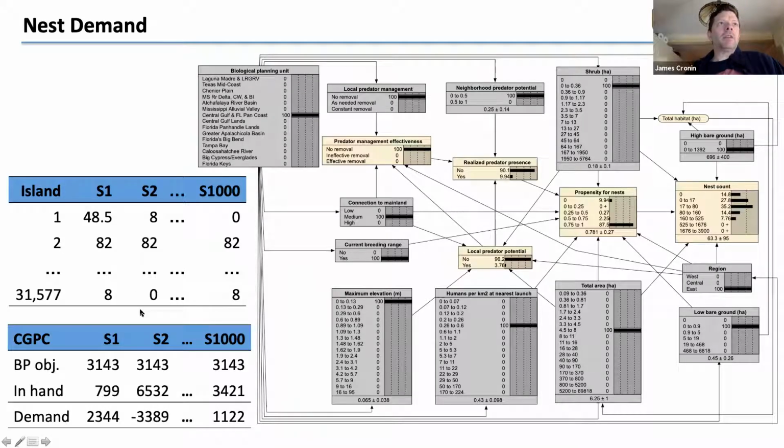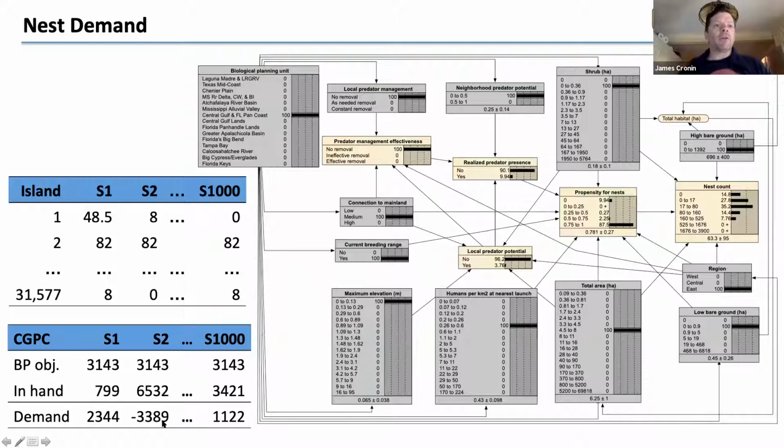And then what we can do is calculate the nest demand for a BPU. In this case, the example I'm using, the central Gulf and Florida Panhandle coast. So let's say we sum up the first samples for all of the islands in that planning unit, and let's say we've only summed up 799. The breeding pair population objective is 3,143. So we're short 2,344, right? But maybe in the second one, after we sum all the islands up from the random samples, we've got 6,532. So here we're well over it. We're over it by 3,389.